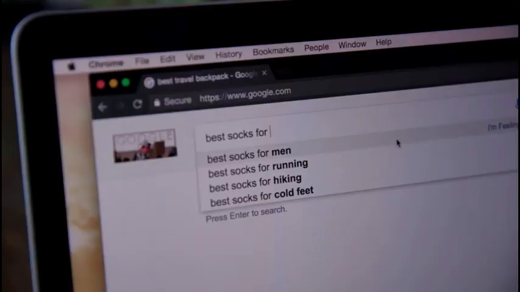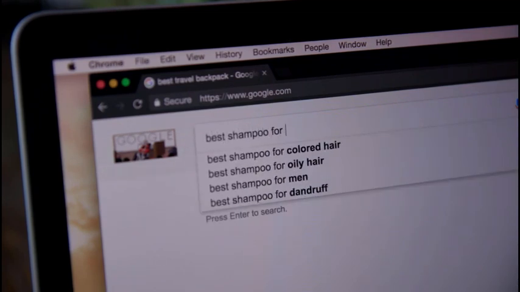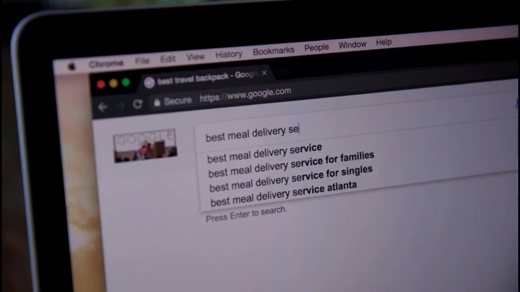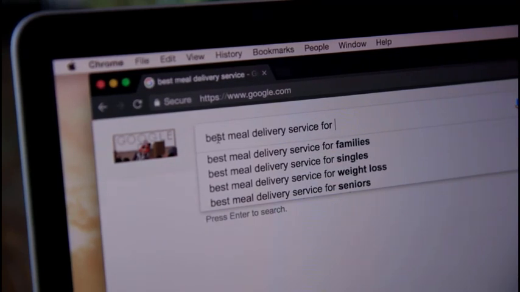What about something like socks? You've got men, running, hiking, and even a specific pain point, cold feet. Interesting. How about shampoo? You've got colored hair, oily hair, men, and dandruff. What about a service and something a little bit more niche, like the top 4 buckets in the meal delivery service market? You've got families, singles, weight loss, and seniors.